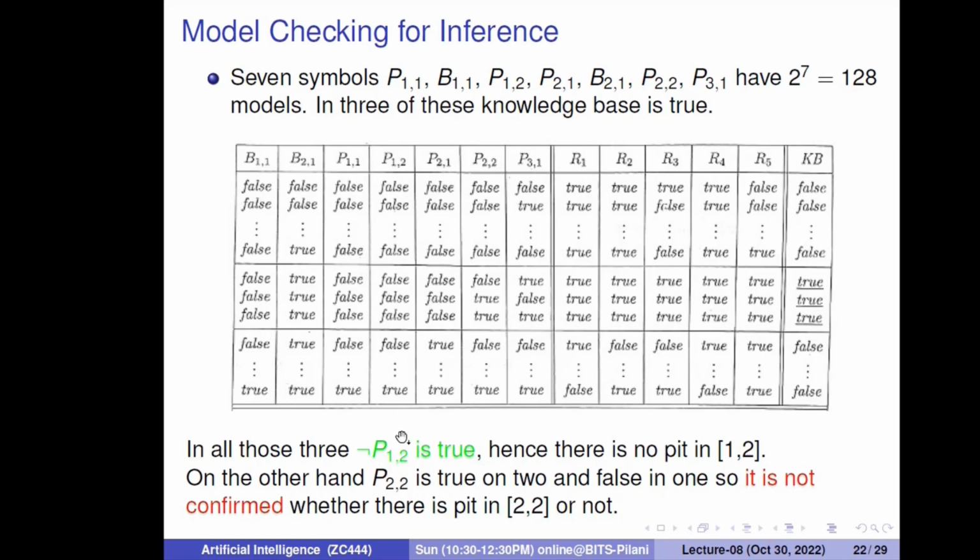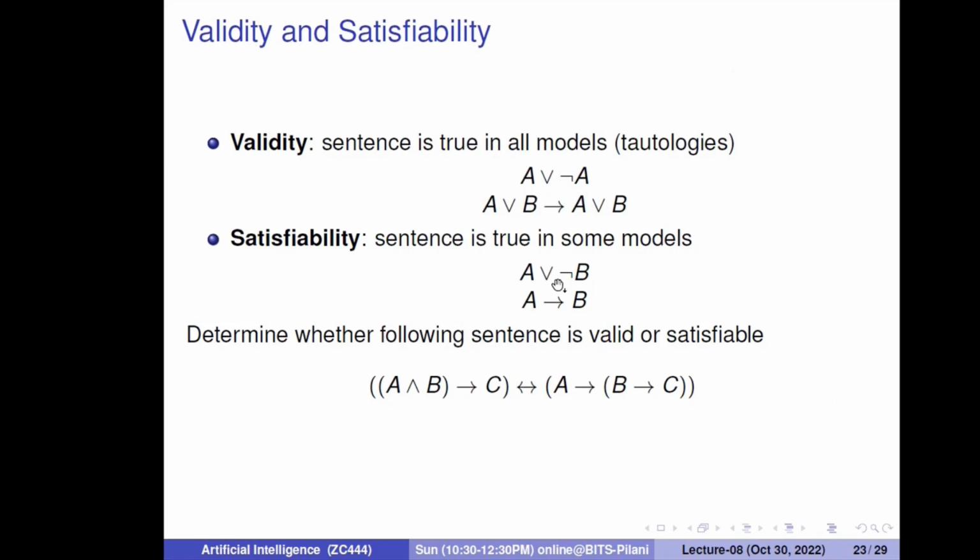So in all these, not of P12 is true, hence there is no pit in 12. On the other hand, P22 is true in 2 and false in 1, so it is not confirmed. So P22 is false in 1 and true in 2. So we are still not confirmed about what is over there. Similarly, we can find out what is inside, and we can take the right decision to go ahead in the forward way.